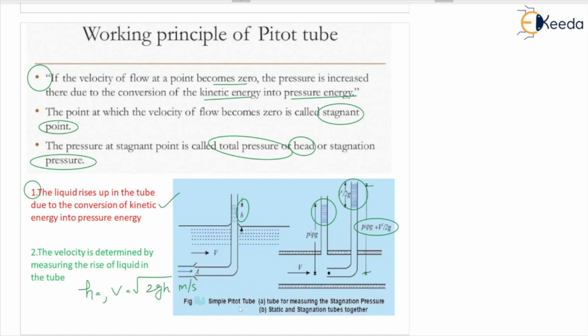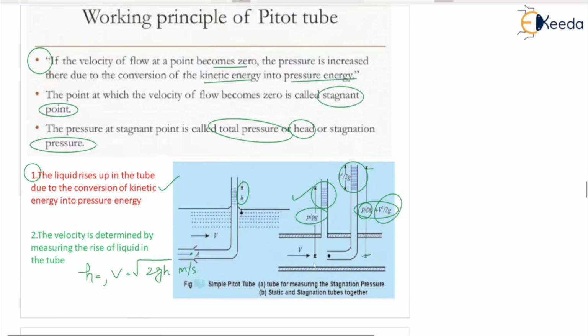So a simple pitot tube is a tube for measuring the stagnation pressure only. You can see that's only one, and this is dynamic head. H is dynamic head. B is your static and extension tube together. So this is your static P by rho g, and P by rho g plus V square by 2g. That is static and stagnation. Stagnation is total. What is total? Static head plus dynamic head. Okay, thank you.